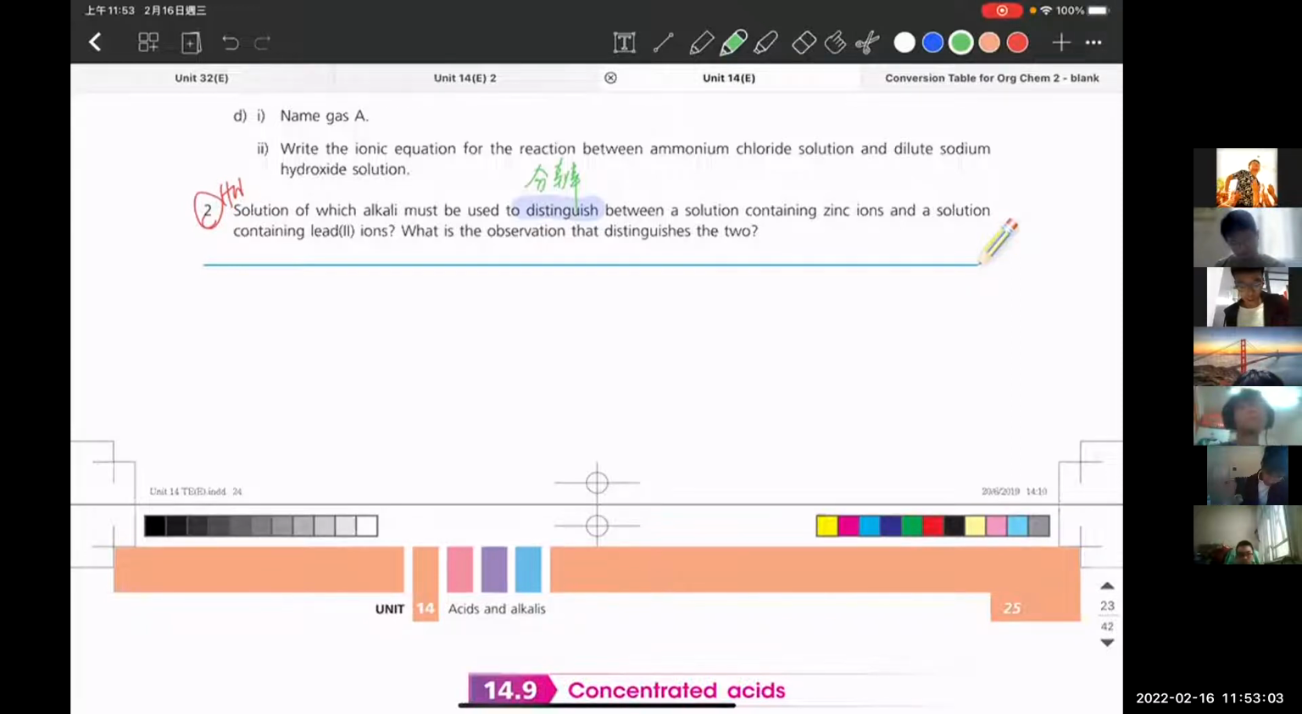Add a few drops of dilute aluminium. Sorry, what does aluminium mean? You mean ammonia solution? Is it ammonia solution? Can you tell me the chemical formula? NH3. NH3, we call that ammonia. Okay, ammonia.